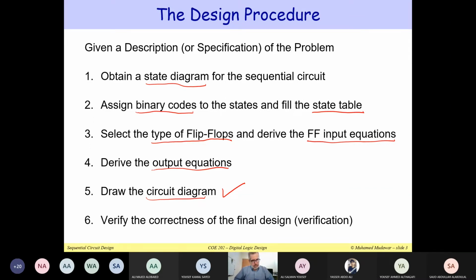So the whole purpose is to come up with a circuit diagram from a problem description. That's the design procedure. Now, once you have done this, you need one more step, which is called verification. You have to verify the correctness. So how do you verify the correctness? You can do it manually, but that might be tedious. Or you can use a hardware description language to describe your circuit, and you can simulate it, and you can verify its correctness.